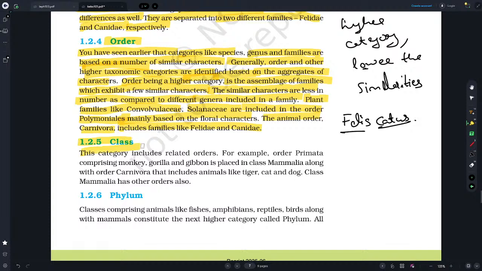Class: this category includes related orders. For example, order Primata, comprising monkey, gorilla, and gibbon, is placed in class Mammalia, along with order Carnivora, that includes animals like tiger, cat, dog. Class Mammalia has other orders also.